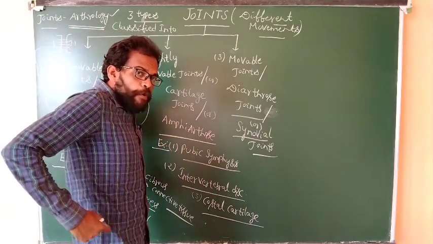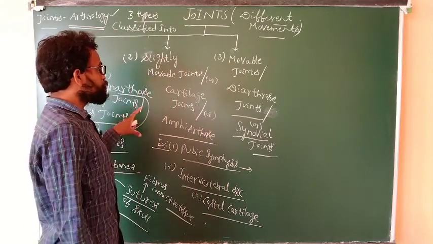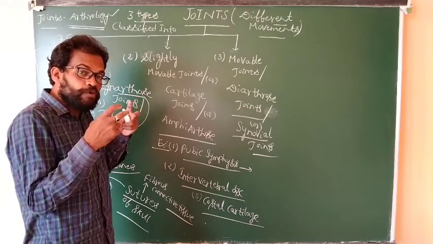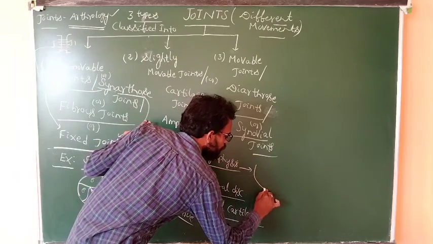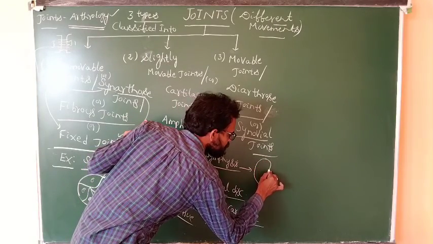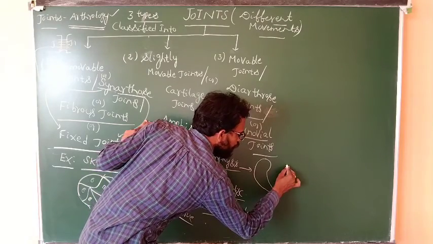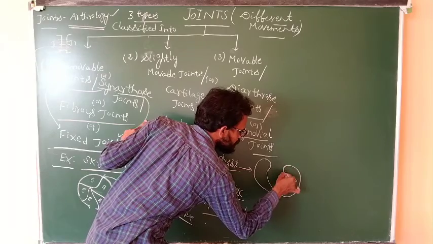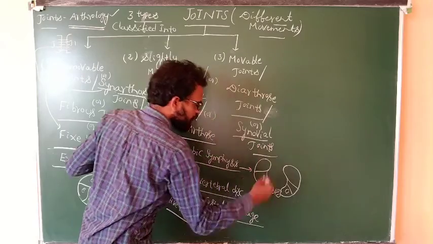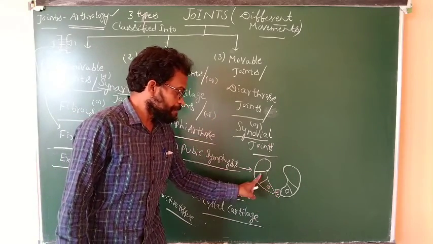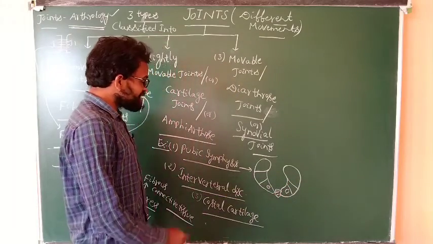Pubic symphysis means the hip bones. These are slightly movable joints. If you observe the pubic symphysis, one bone is joined with the other bone with the help of cartilage. This hip bone is joined with the other hip bone with the help of the pubic symphysis.